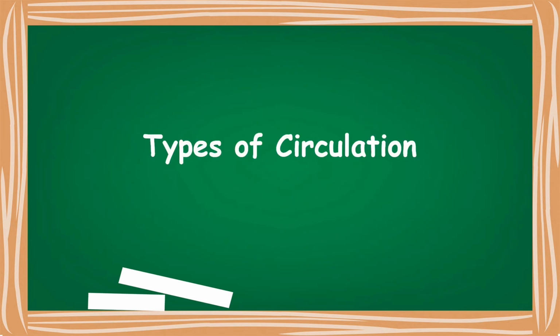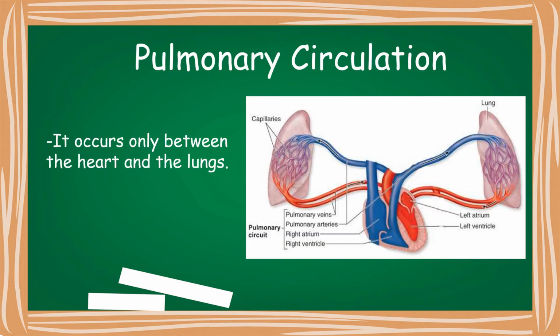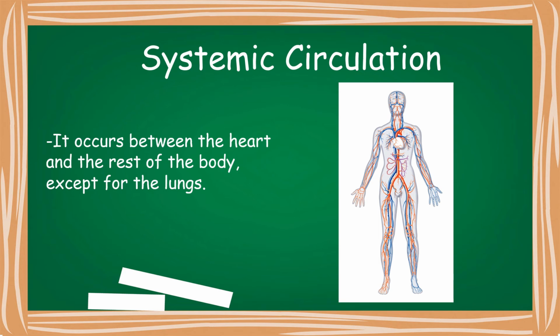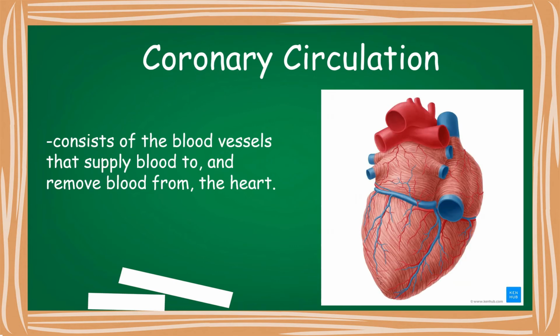There are different types of blood circulation. If the blood circulates between the heart and the lungs, that is what we call the pulmonary circulation. If the blood circulates between the heart and the rest of the body, except for the lungs, that is what we call systemic circulation. And if the blood circulates inside of our heart only, that is what we call the coronary circulation.